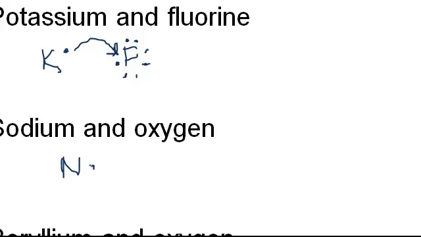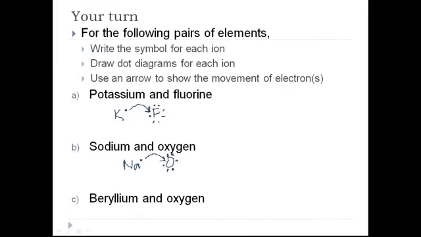Sodium and oxygen is a little bit trickier. You know that sodium has 1 valence electron, and oxygen has 1, 2, 3, 4, 5, 6. So it will be easy for sodium to give 1 to oxygen, but then oxygen needs 1 more. So it's going to find another sodium that has 1 valence electron, as they all do. And this sodium is going to also give a valence electron to oxygen. So here you have Na2O as our ionic compound.